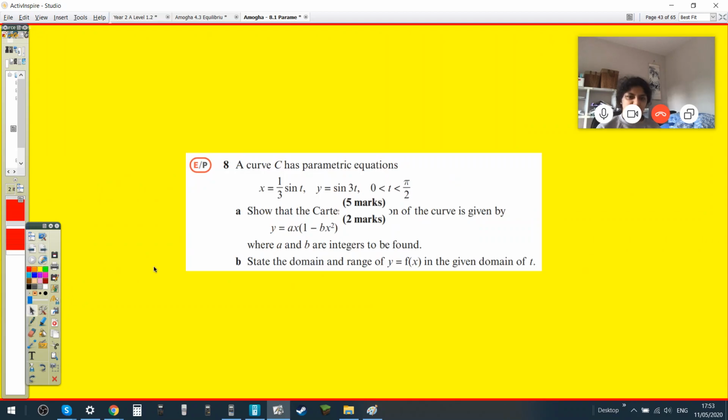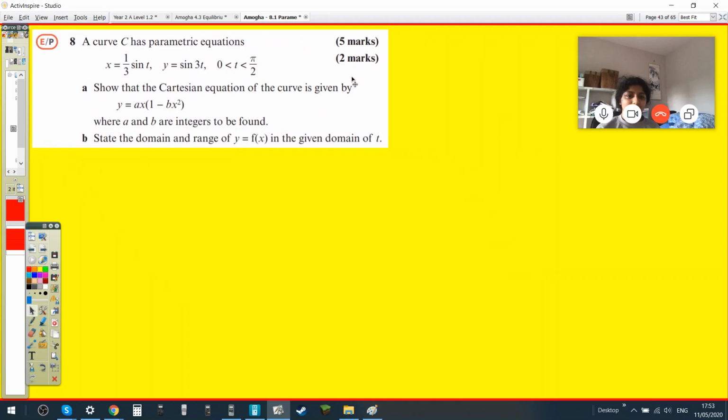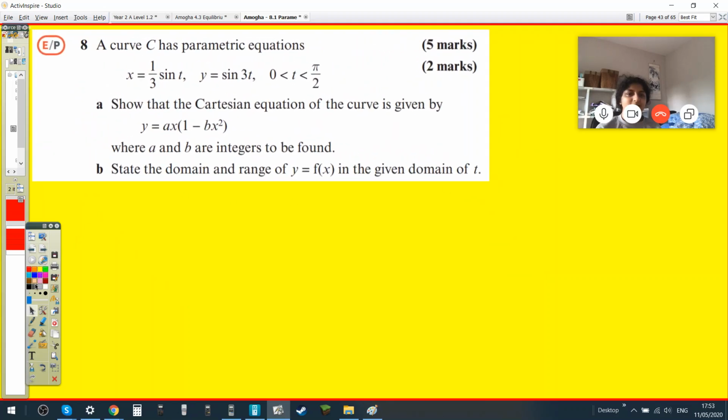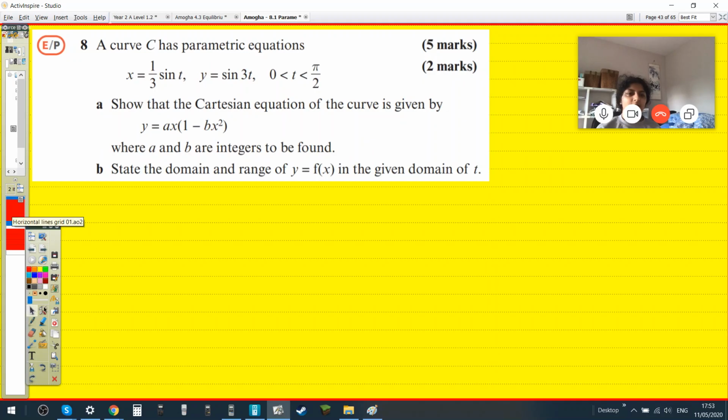Let's see, is this any different? Oh, they're both sine, but there's sine 3t. Okay, any idea how you do that one then? I know how. Sine 3t is sine of 2t plus t. Sure is. And then you do the addition formula. Do you know what it is?